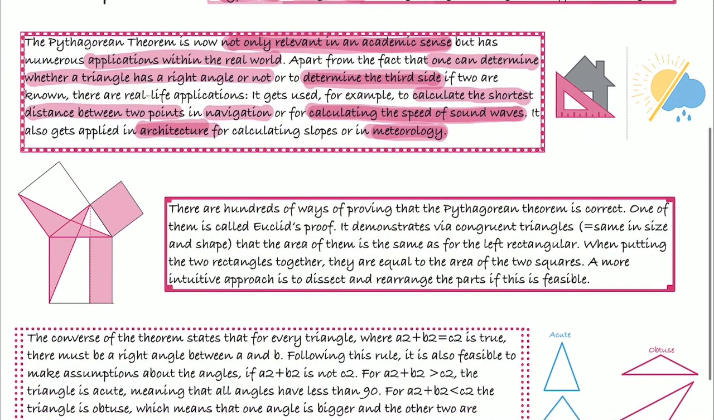Another important aspect of mathematical things actually is to prove them. One of them is called Euclid's proof. And it demonstrates via congruent triangles, which are triangles that are the same in size and shape, that the area of them is the same as for the left rectangle. And when we're putting those two rectangles together, they're equal to the area of the two squares.